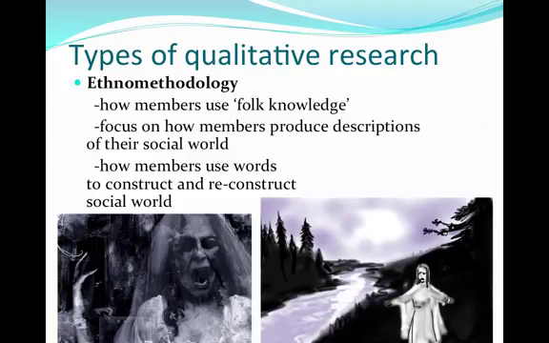Ethnomethodology is another type of qualitative research approach. This approach allows us to research how a culture uses folk knowledge to describe their social world and how the culture uses words to construct their social world over time. For example, here you see photos of La Llorona. In Spanish, this means the woman who cries. There have been several movies made about this woman, for example, The Blair Witch.